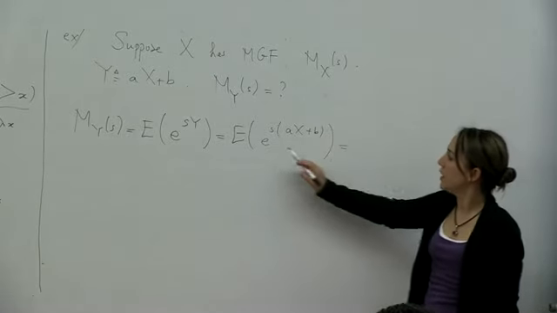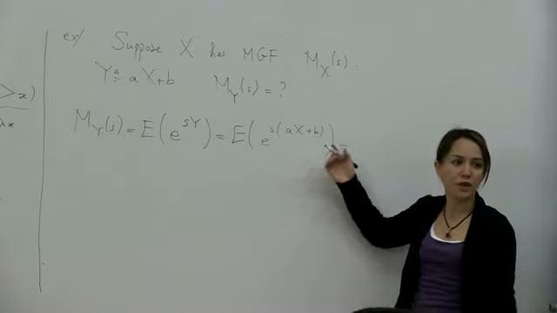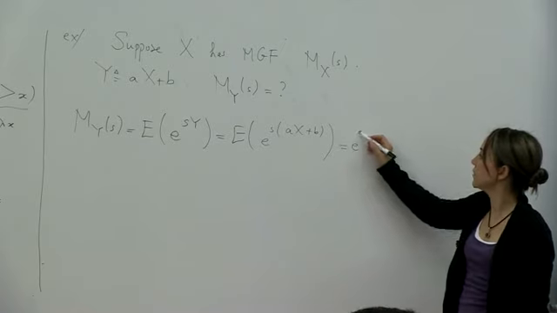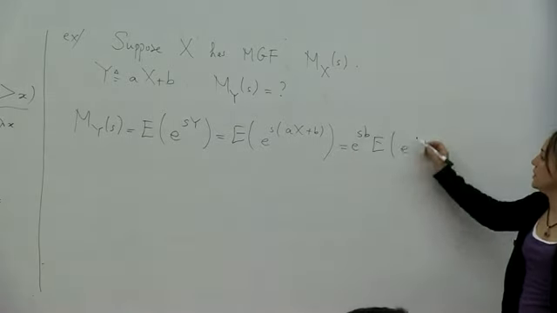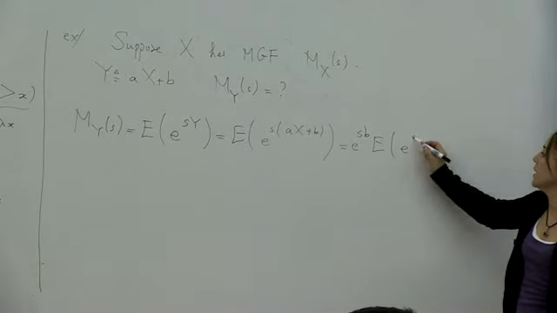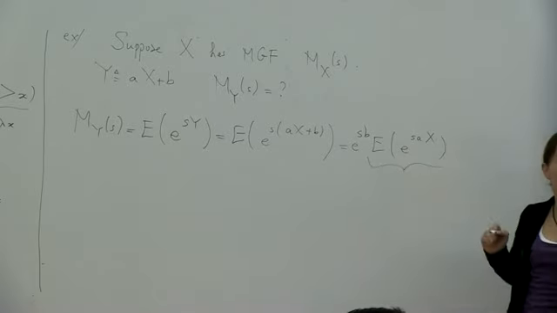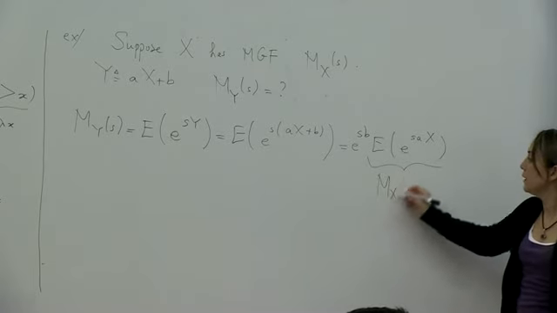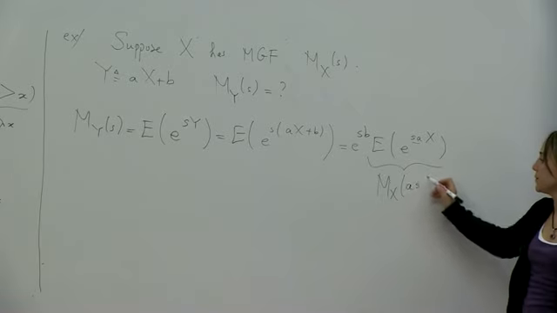What do you see? I have e to the ax times e to the sb. E to the sb is a constant, comes out of the expectation as a factor. I have e to the as, or sa, if you want, sax. But this is nothing but the moment generating function of x defined at the parameter value as.